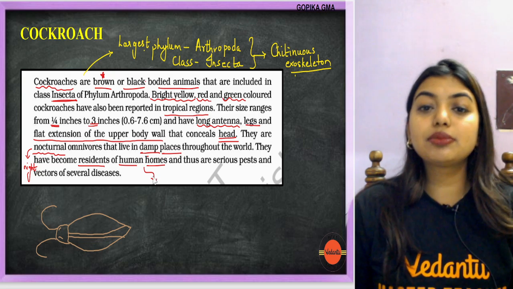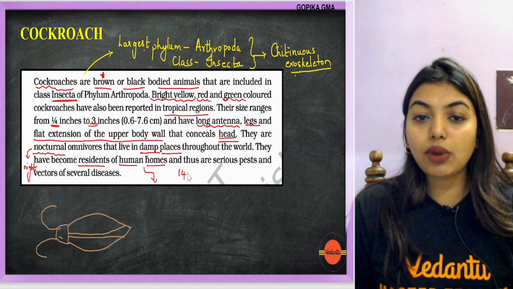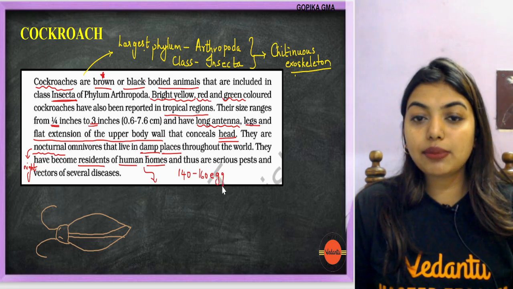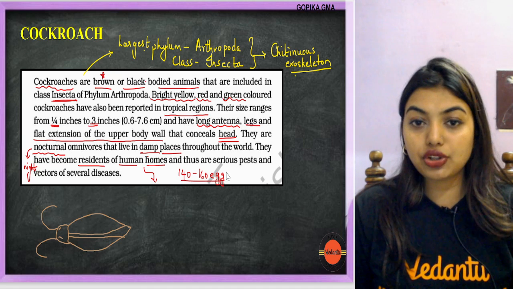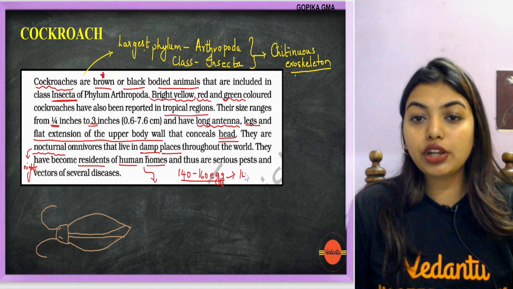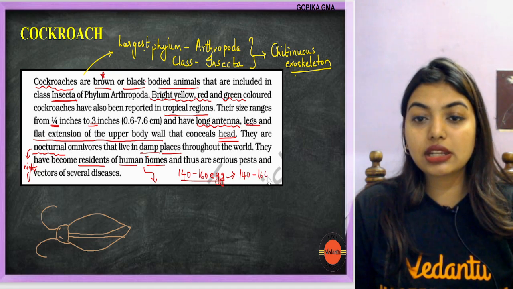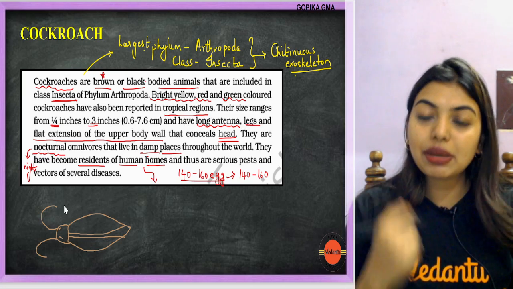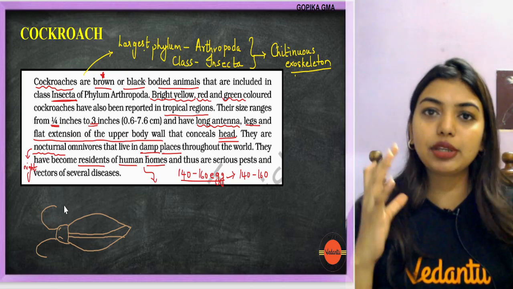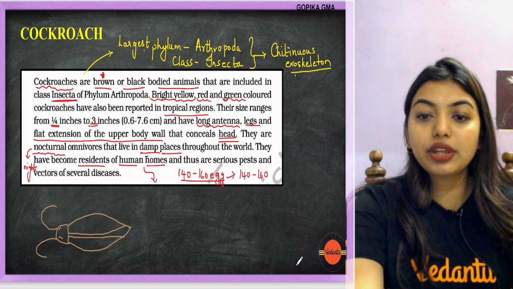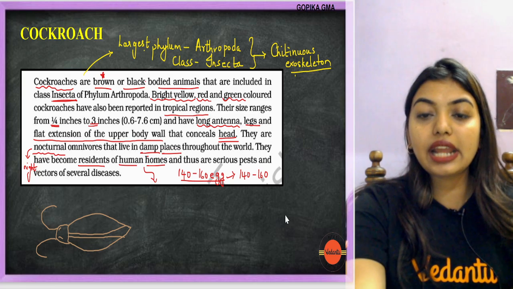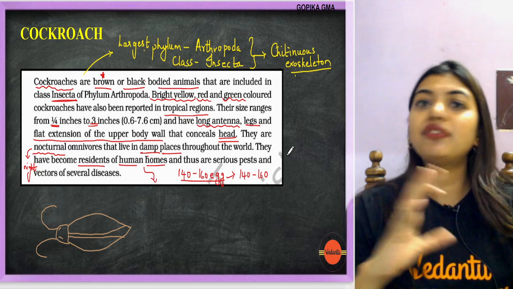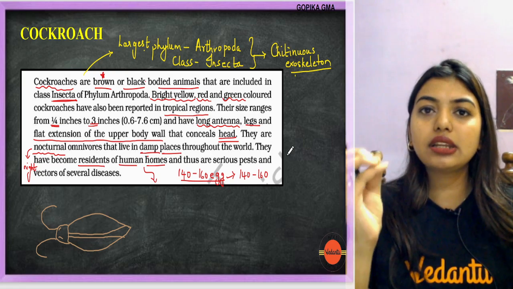Very dangerous, because they can lay up to 140 to 160 eggs. One cockroach can lay up to 140 to 160 matured eggs. This means 140 to 160 cockroaches can come from one single cockroach. So you can imagine at what rate they will be growing. They do not need any special facilities or anything. They are omnivorous animals.